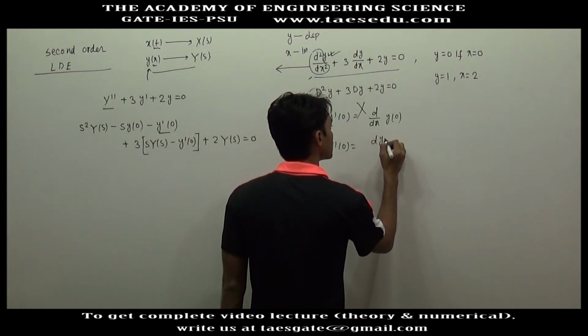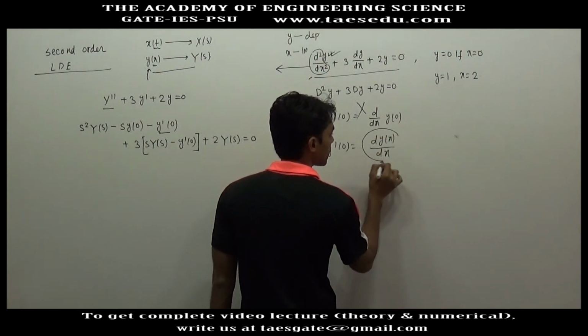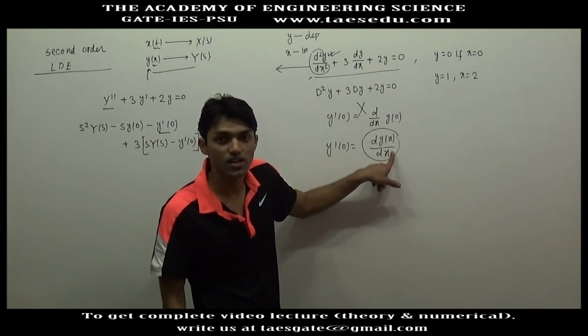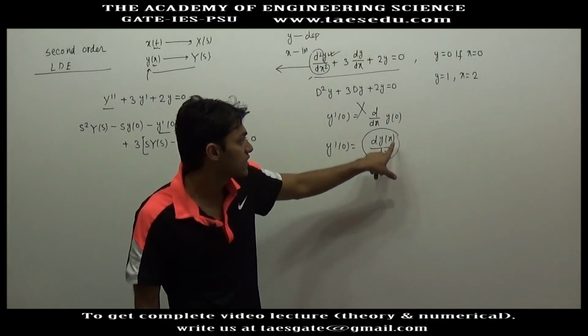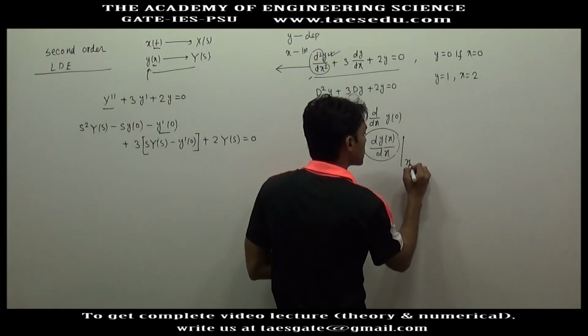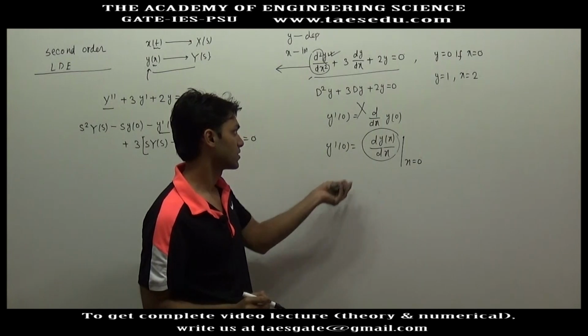First take differentiation of y. Now you will get a function of x. Since y is a function of x and you are differentiating it with respect to x, you will get again a function of x, then put x equal to 0. This is the meaning of y dash 0.